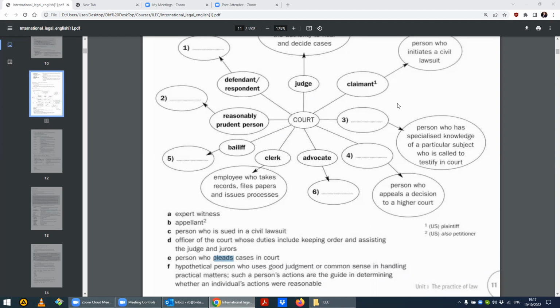Good. Right, so here's a fairly simple one. Who or what is number 1, the defendant or respondent? Who is that? Quite right. But who or what is the defendant or respondent?